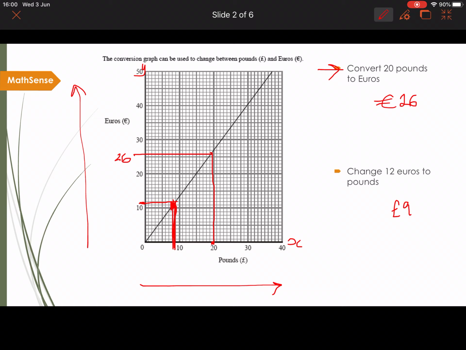Now, rest assured that these questions do have a range of answers that are acceptable. So for the question I have just done, I could have put anything between £8.50 and £9.50, and I would have still got the answer right on an exam.